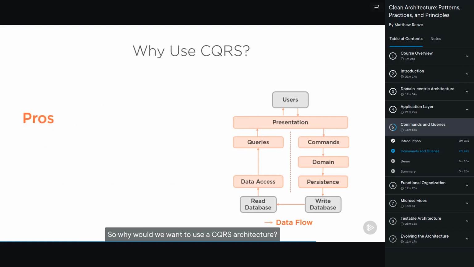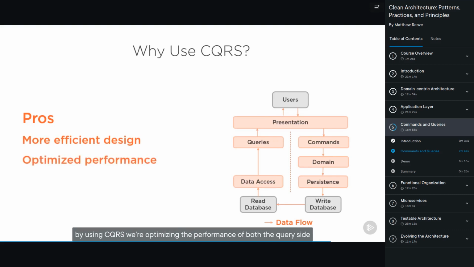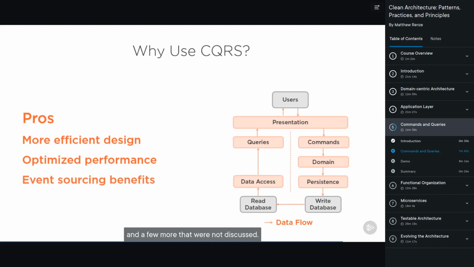So why would we want to use a CQRS architecture? First, if you're implementing domain-centric design, implementing CQRS is more efficient from a coding perspective. Commands are coded to use the rich domain models to modify state, and queries are coded directly against the database to read data. Second, by using CQRS, we're optimizing the performance of both the query side and the command side for their respective purposes. Depending upon which type of CQRS we implement, this can mean orders of magnitude improvements in performance. Third, by using event sourcing, we gain all of the benefits we discussed previously and a few more that were not discussed. As systems become more complex or require high degrees of auditability, these features can become highly valuable to both the business and to the developers.